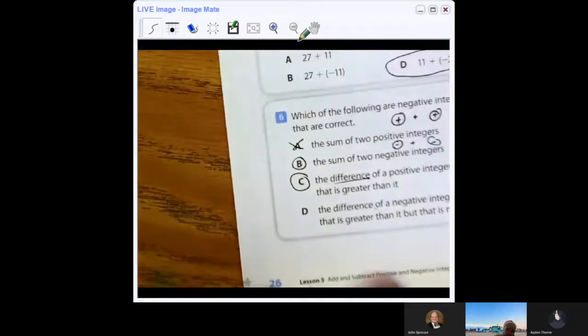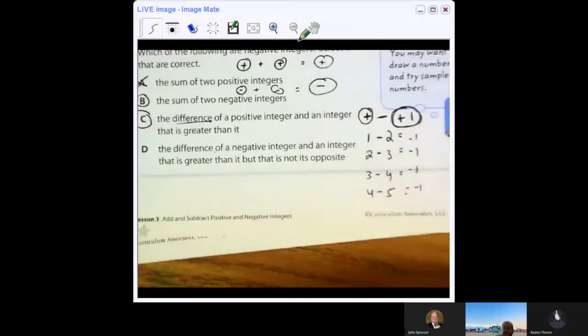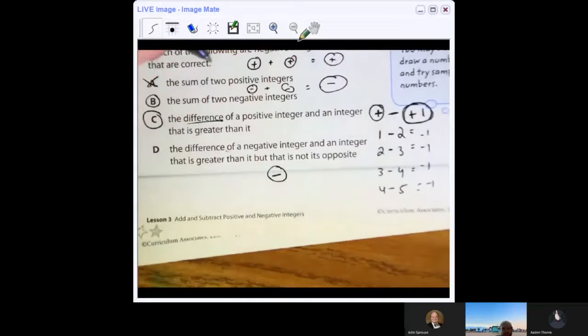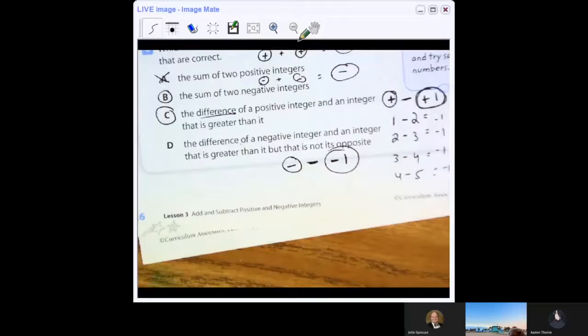Now, before we go on, we definitely need to read the bottom one. It says the difference of a negative integer and an integer that is greater than it but is not its opposite. So the difference of a negative integer, so I have a negative number right here, and an integer that is greater than it, but not its opposite.